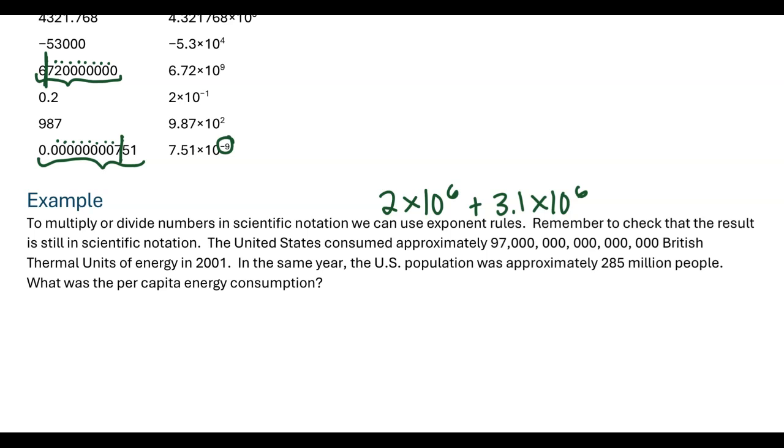Our example is looking at the fact that the US consumes 97, I see thousands, millions, billions, trillions, quadrillions, a lot, BTUs of energy. In that same year, the population was about 285 million people, and we want to figure out the per capita energy consumption. So we want to divide. We want to know how much energy per person.